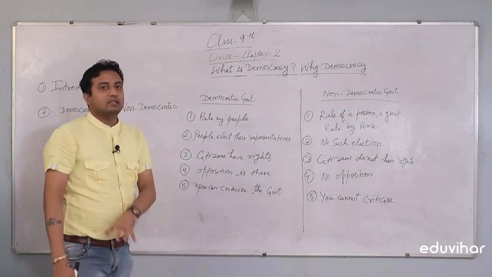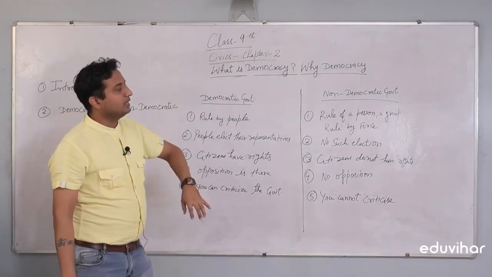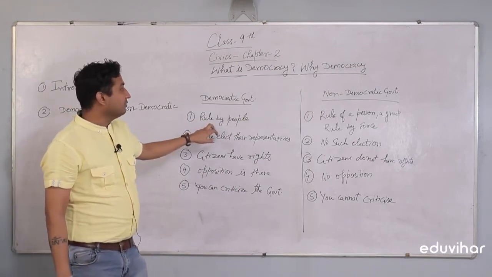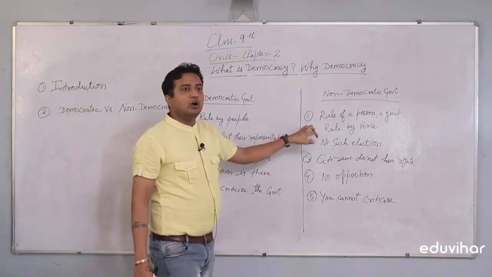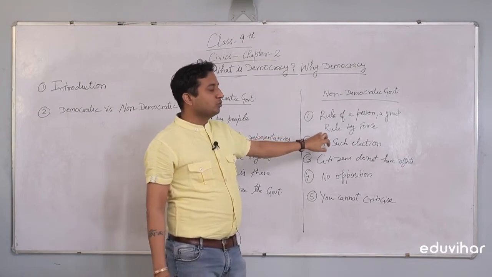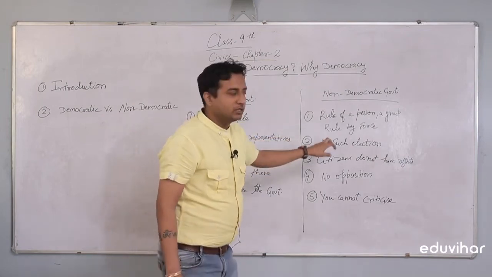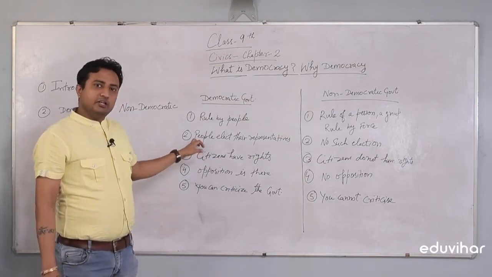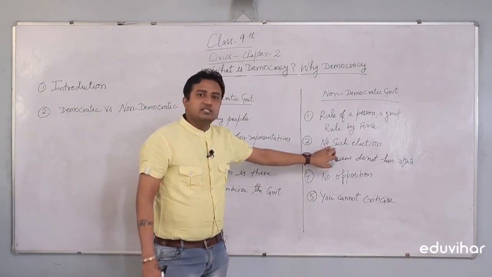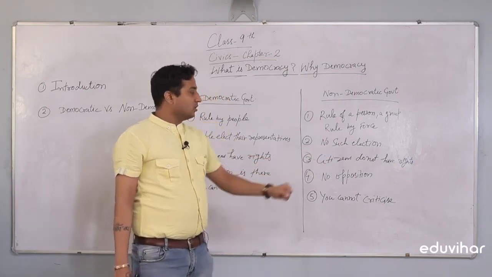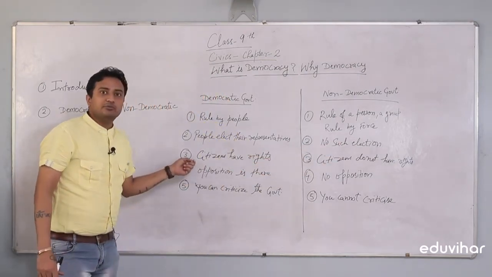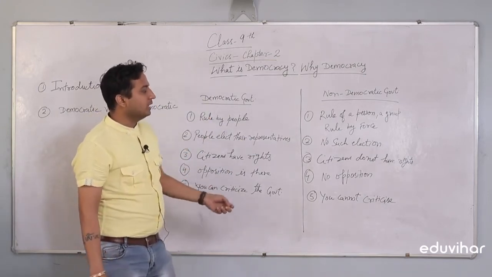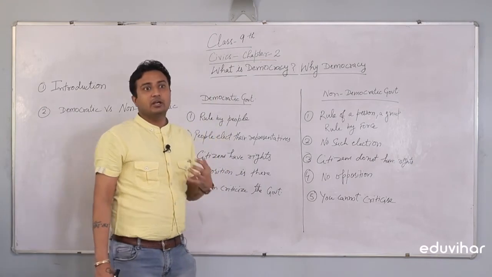So basically these are the differences, guys, between a democratic and non-democratic government. In a democratic government we have rule by the people. In a non-democratic government we have rule of a person or a group, or rule by force. We have people who elect their representative with the help of elections. No such elections are held in non-democratic governments. In a democratic government, all citizens do have certain rights. In a non-democratic government, citizens do not have any such right.